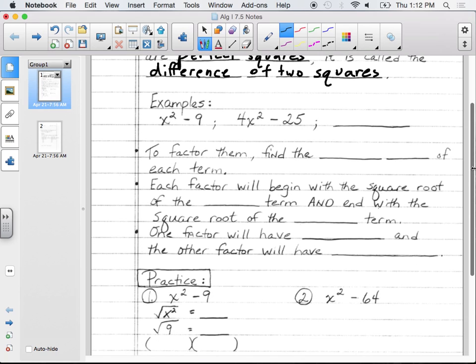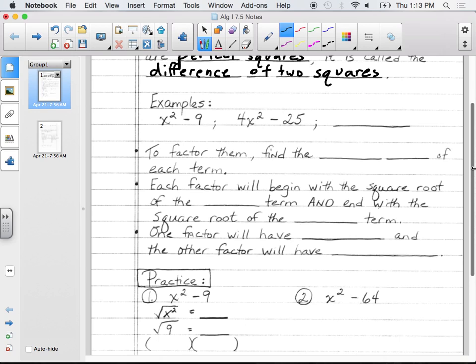So that first one, x squared minus 9, is x squared a perfect square? So what times what equals x squared? X. What times what equals 9? 3, and then there's a subtraction sign, so it's a square minus a square, or a difference of 2 squares. So then, next one, 4x squared minus 25. What times itself would be 4x squared? 2x. 2 times 2 is 4, x times x is x squared, then 5 times 5 is 25.